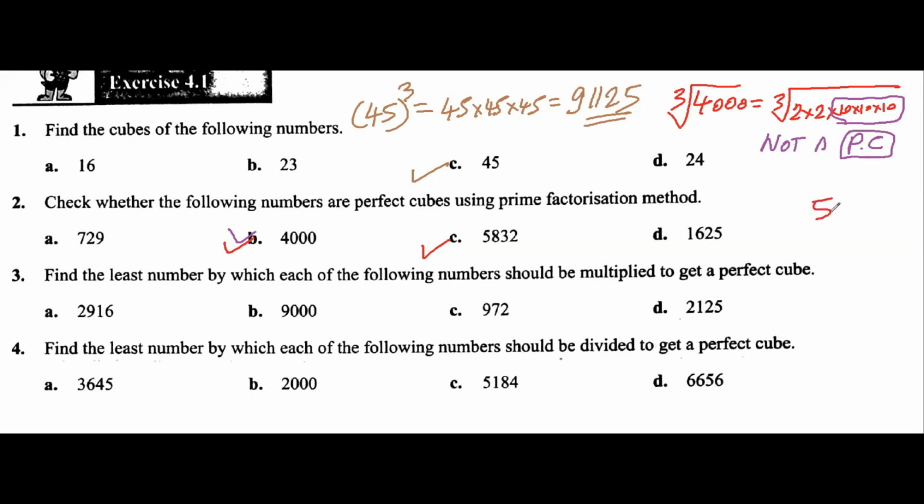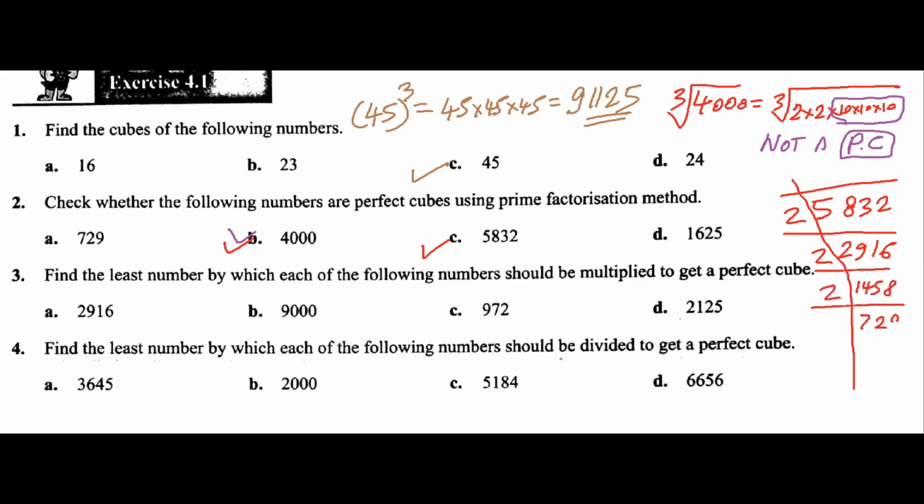So I am going to take the factors of 5832. So it will be what? 2, 2916. Then again 2, it will be 1458. Then again 2, it will be 729. And this 729, you know, it is 9 into 81, and here it is 9 into 9.